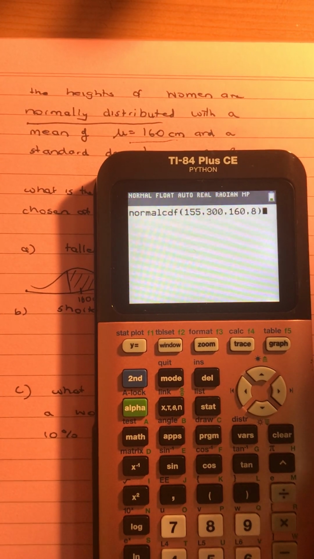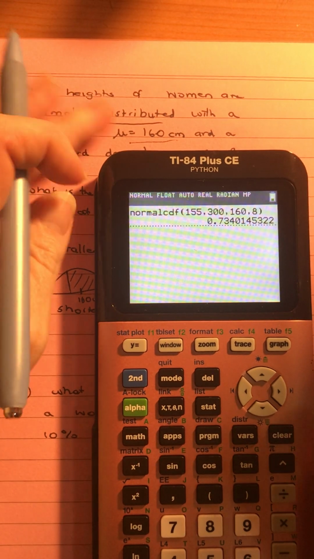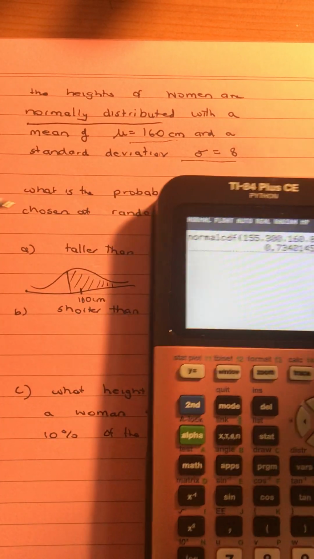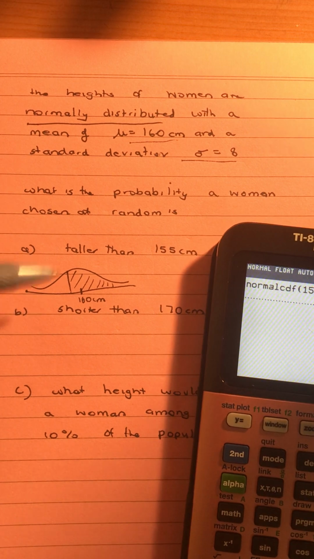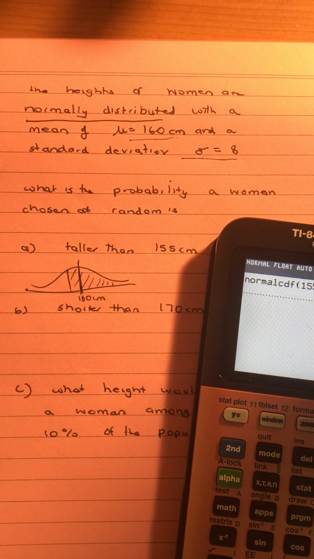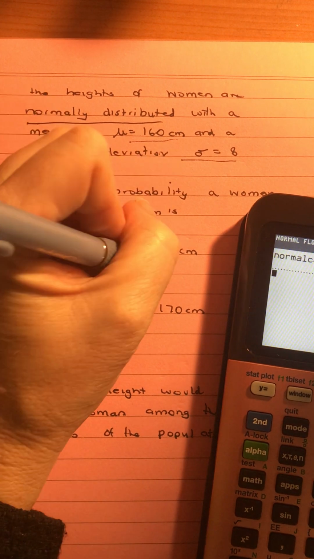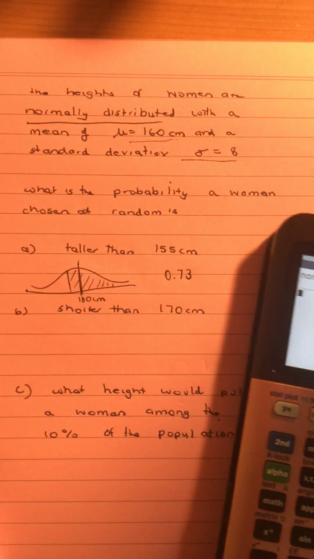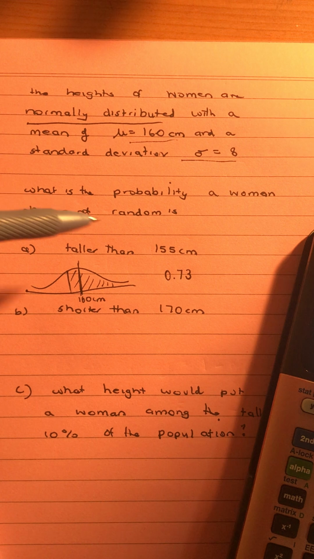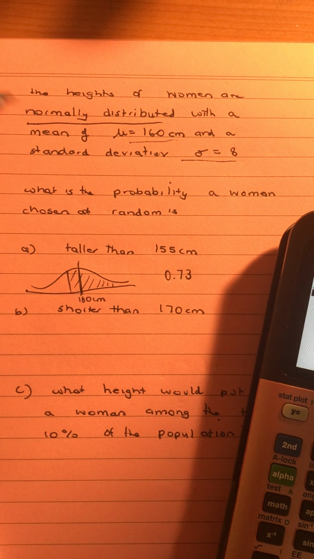So now we can put that in and we get 0.734. Now that makes sense looking at our diagram because we know that here's our 0.5 and we've got more than that. So always have a think about whether your answer makes sense. So we get 0.73, and if we wanted a percentage, we could change that to 73.4%.